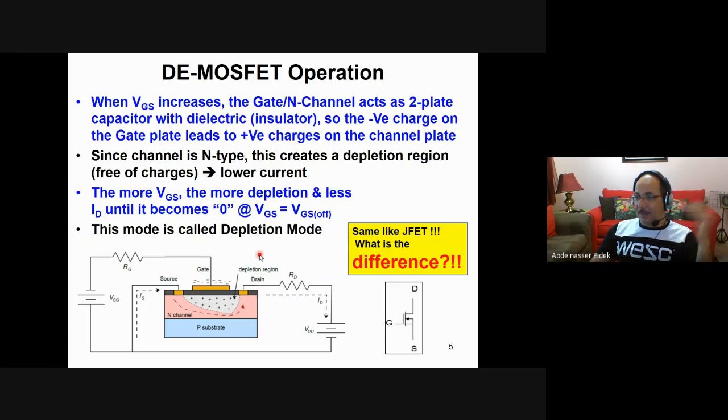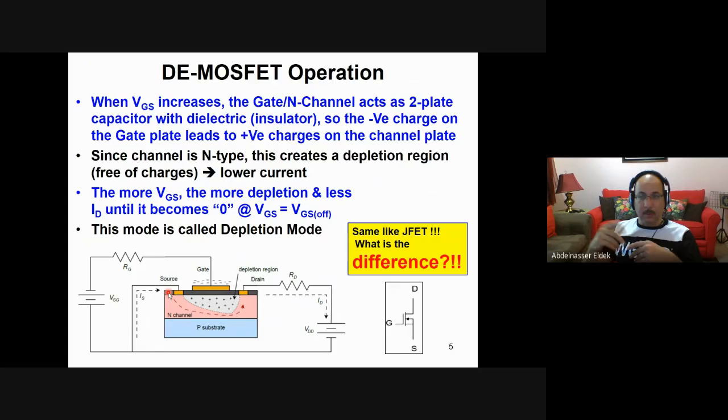What's the difference? The difference is on the other side. If we reverse this voltage for the JFET, you must have a reverse bias only. You must have this one negative and this one positive. But if you reverse this voltage, then you will have a forward bias between the gate and the source. If you have a positive here and negative here, you have a forward bias between the gate and the source, and you lose the control. You cannot control the current in the JFET.